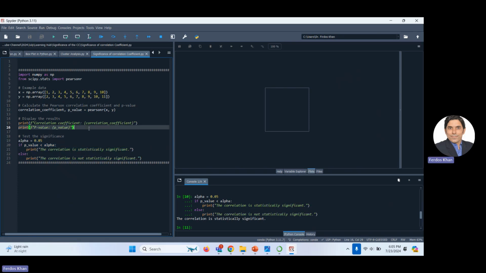I think this is enough for today, and I will summarize what we have done. We have covered how we can test the correlation coefficient, what the procedure is, what the test statistic is, how we can interpret the results, and at the end, how we can perform this in Python. Thank you very much, and see you in the next video.